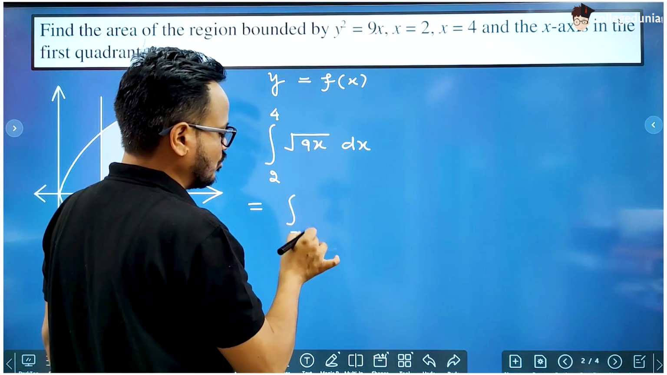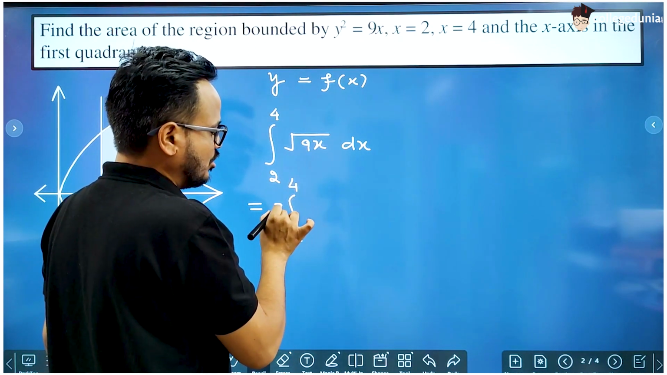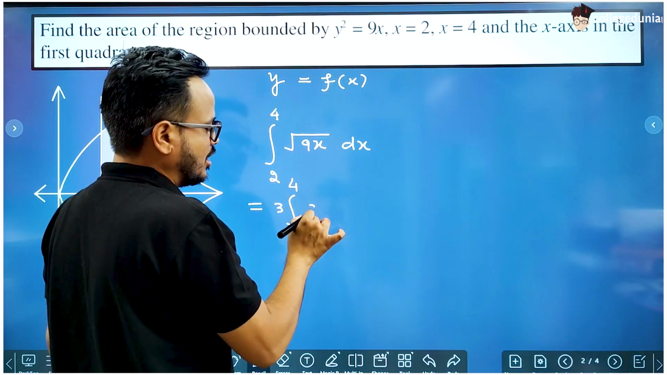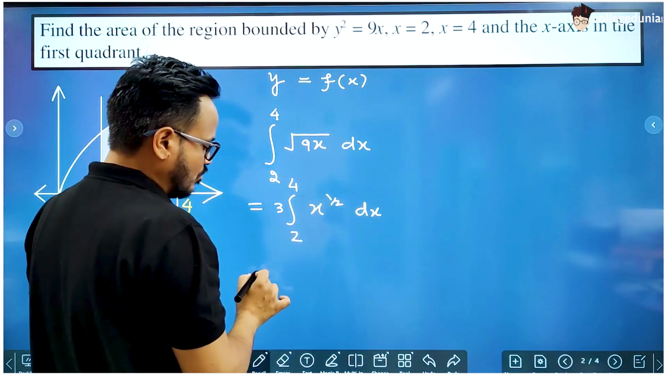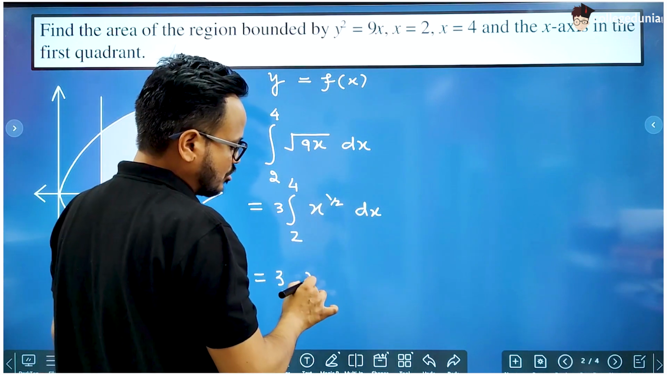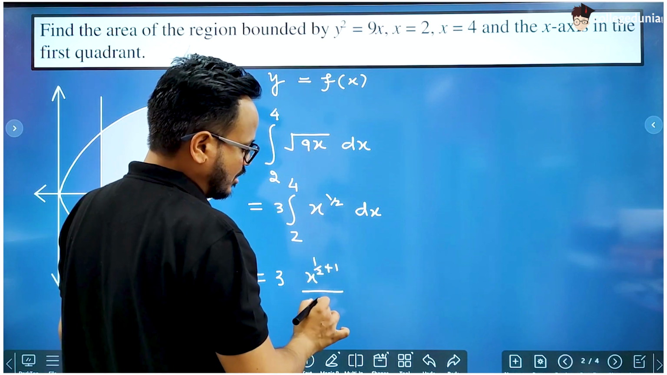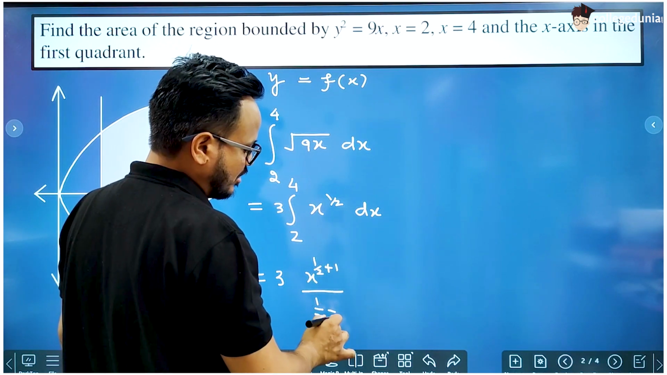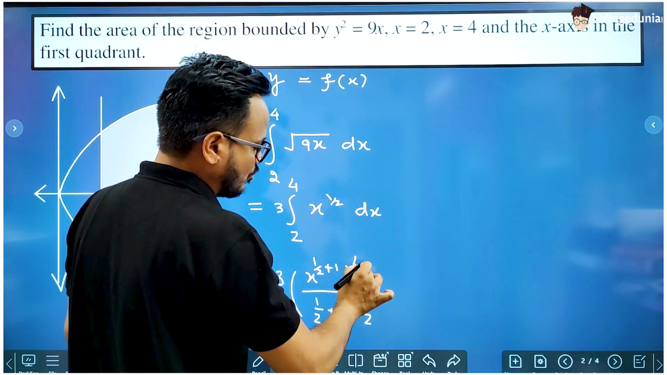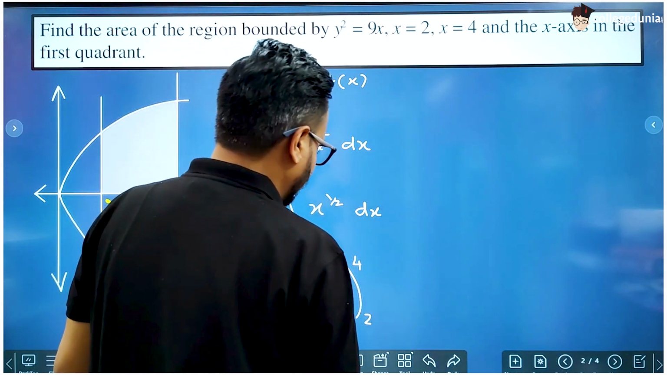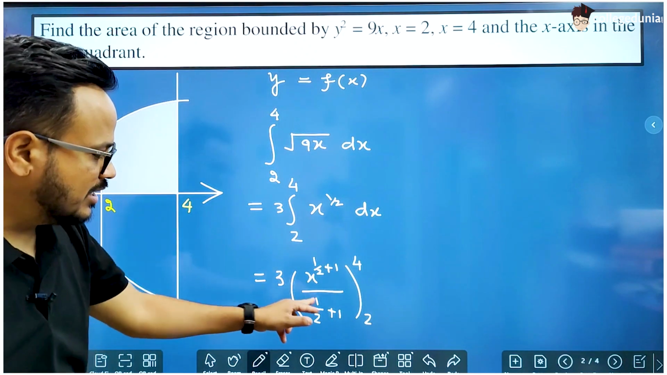Area is integral from 2 to 4, root of 9 is 3. So 3 is taken outside and this is root of x, that means x to the power 1 by 2. Now let's integrate this. So it becomes x to the power 1 by 2 plus 1 upon 1 by 2 plus 1, from 2 to 4, right? Now solve it. 1 by 2 plus 1 is 3 by 2. 3 and 3 are cancelled.